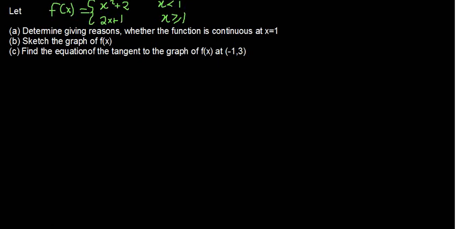Let f of x be equal to x squared plus 2 when x is less than 1, or 2x plus 1 when x is greater than or equal to 1. First thing we want to determine, giving reasons, is whether the function is continuous at x is equal to 1.